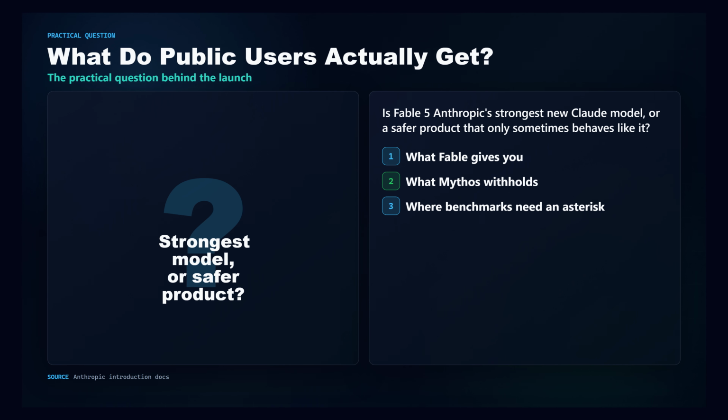The practical question is simple. Are public users getting Anthropic's strongest new Claude model, or are they getting a safer product that only sometimes behaves like it? By the end, you should know what Fable 5 actually gives you, what Mythos 5 withholds, and where the benchmark headlines need an asterisk.